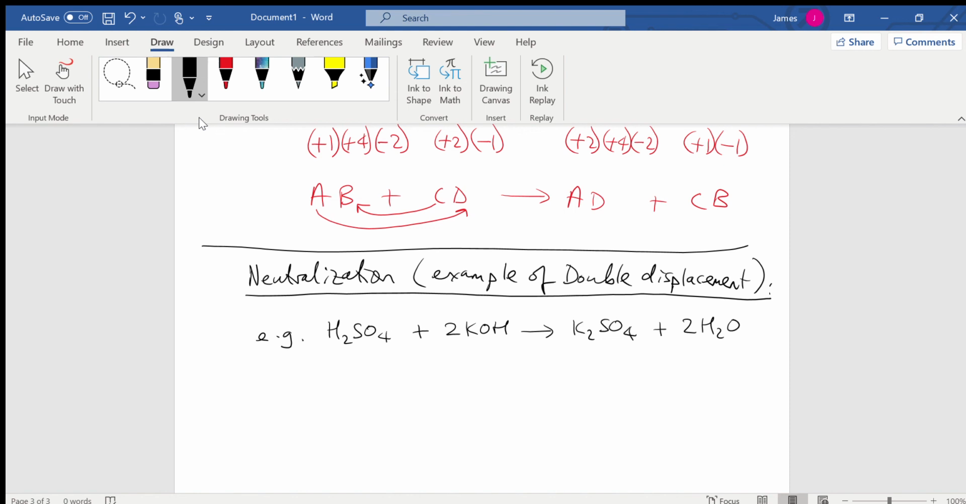Why is it neutralization? It's neutralization because it's an acid and a base to give a salt and water. So if you have an acid and a base and you produce a salt and water, you are neutralization.